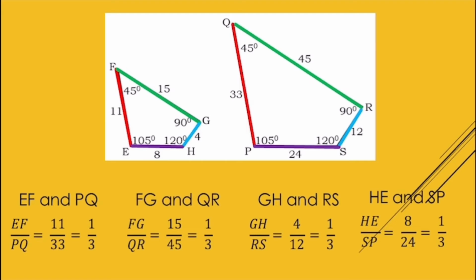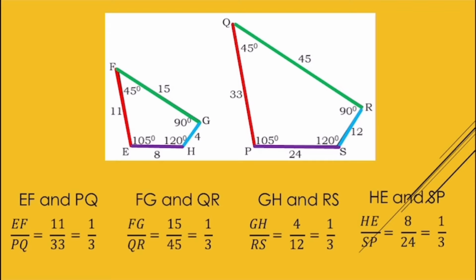In addition, this statement signifies that line segment EF and line segment PQ, line segment FG and line segment QR, line segment GH and line segment RS, and line segment EH and line segment PS are the corresponding sides of the quadrilaterals.